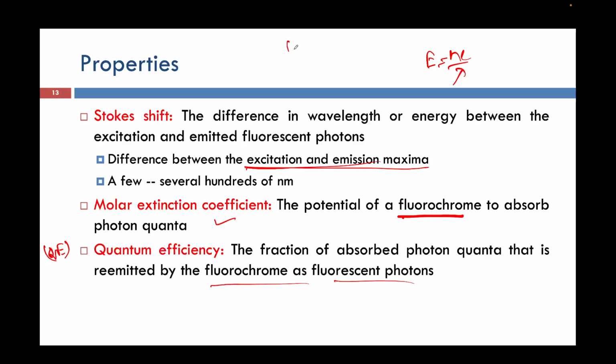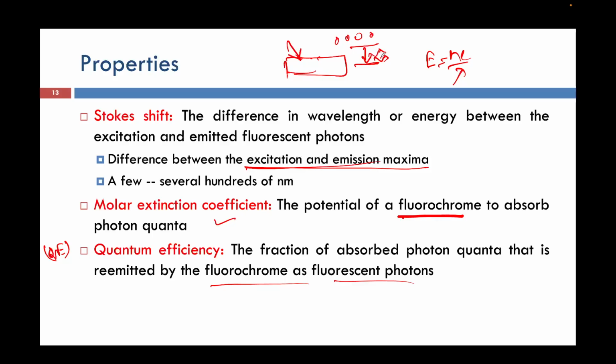That means, let's say this is my object, how much it is absorbing, and let's say the electrons are going to a higher state, and how much the electrons are radiating. This is known as quantum efficiency. If we are talking in terms of quantum efficiency, then it varies for different fluorochromes. The quantum efficiency value varies.